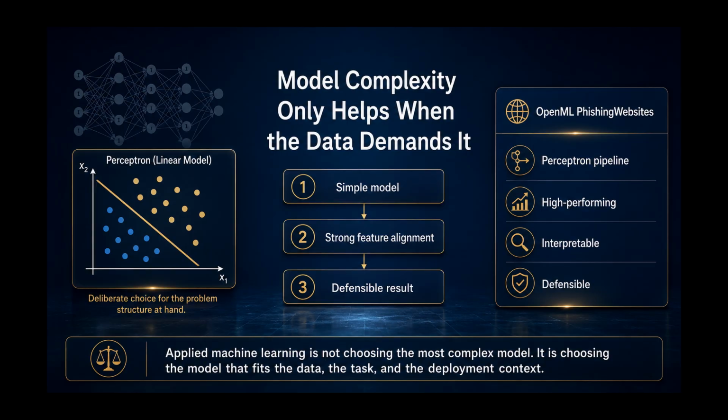So the lesson is not that perceptrons are weak, and it is not that deep learning is automatically better. The lesson is sharper than that. Model complexity only helps when the data demands it. On the OpenML phishing websites dataset, a simple Perceptron pipeline is high-performing, interpretable, and defensible. That is applied machine learning done correctly.